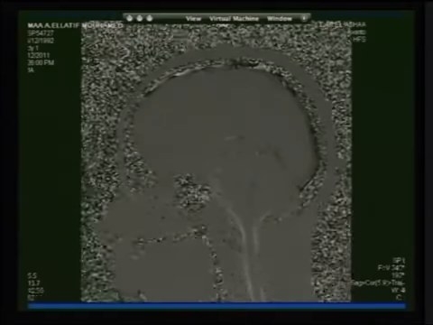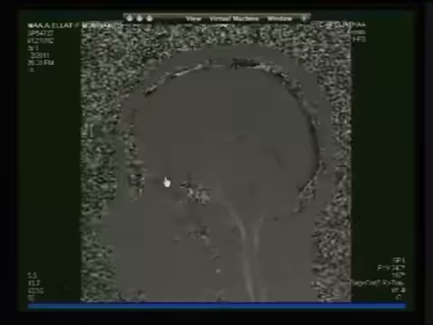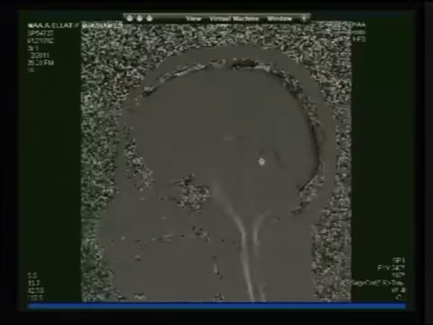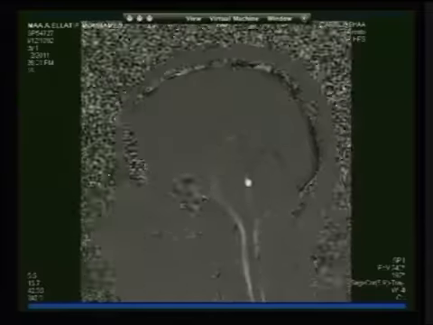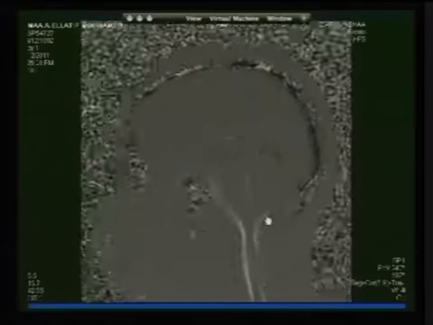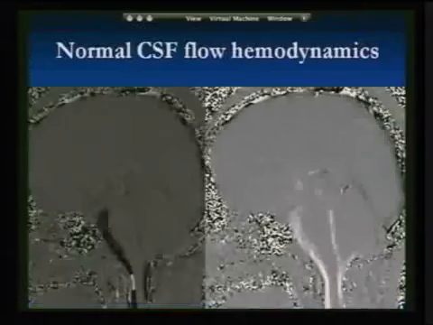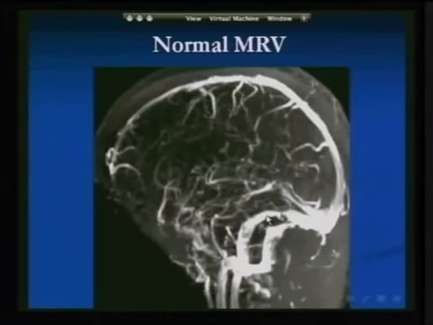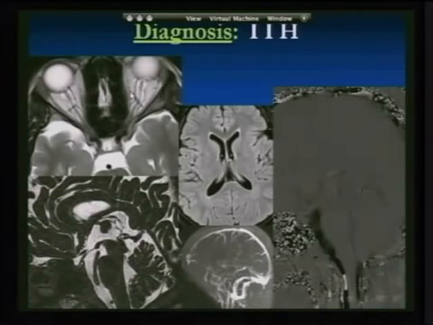Performing the phase contrast, you can see that the aqueduct is working, patent, and the flow is going to the subarachnoid space. It is a normal CSF flow pattern. So a normal MRV also. So this pattern with hydrops in the optic nerves, normal patency of the aqueduct, normal MRV, again the diagnosis of idiopathic intracranial hypertension was settled.